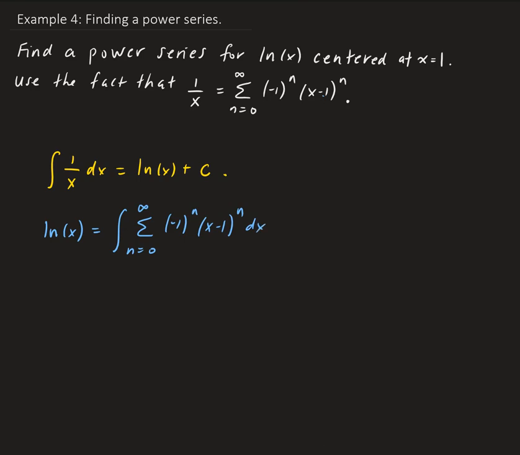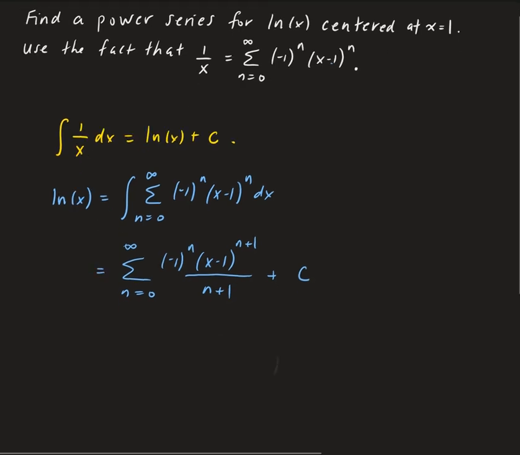To take the integral of a series, the series is basically just a polynomial, so you're going to use the power rule to do this integral. This is going to give us: (-1)^n is a constant, so we're going to have (x - 1)^(n+1) all over n + 1, and then plus some constant here.